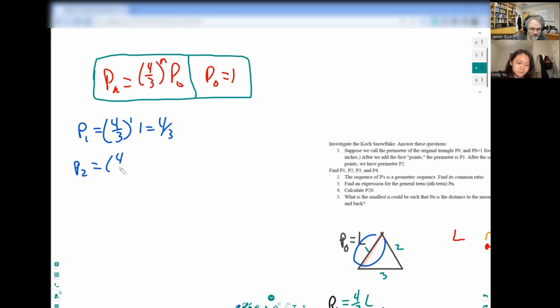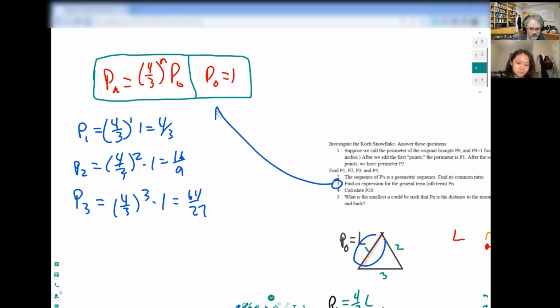P2. Take it in, P0 again is 1. 16/9. P3. Do the same thing over and over. 4 to the 3rd power, 27, or 64/27. Here's our expression right there. So here's part 2. Here's part 3. Part 4. Just take what you have in part 3 and make it 20.